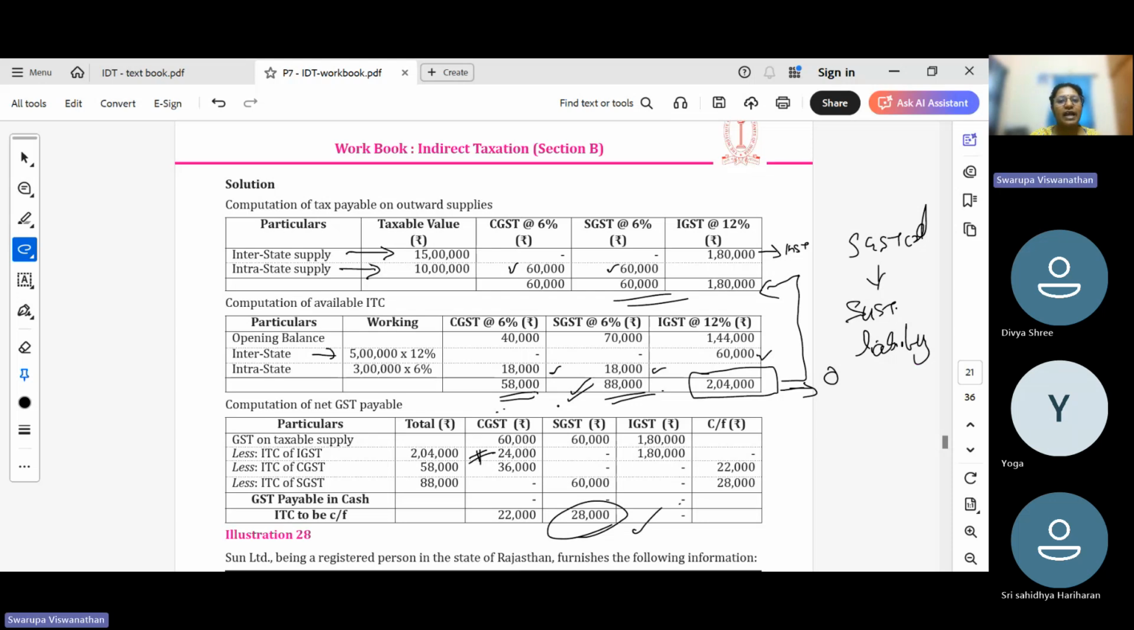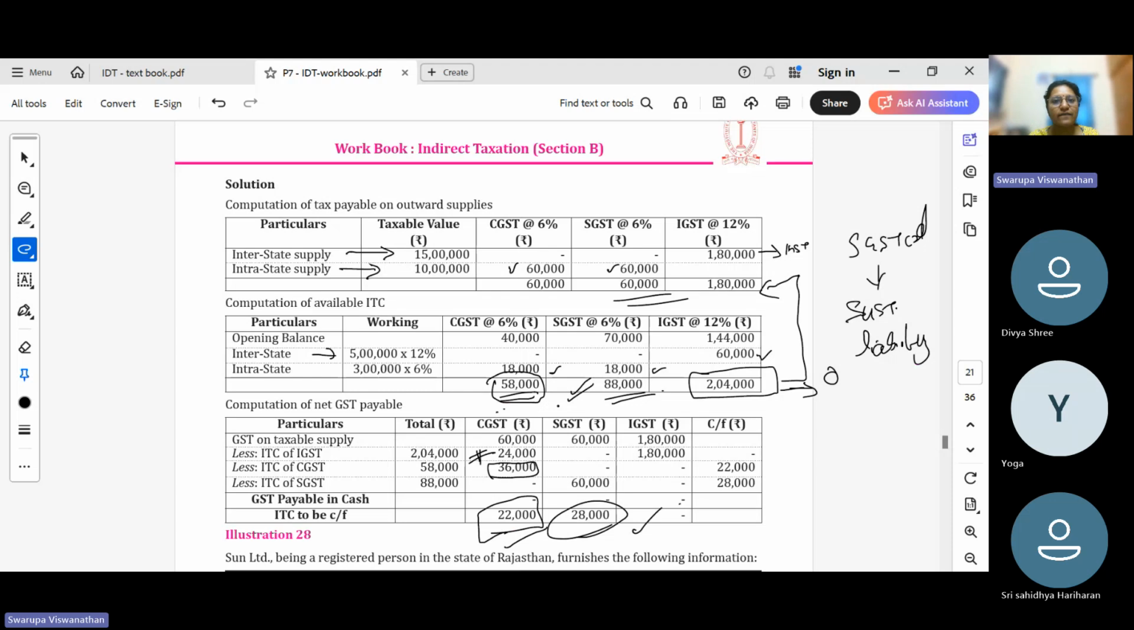CGST liability and first CGST ITC I will adjust against CGST credit. So what is the CGST credit? 58,000. What is the balance liability? Balance liability is 36,000. So out of 58,000, 36,000 I will adjust against CGST liability, make my liability 0, and the balance credit can be carried forward, 22,000, to the next year.